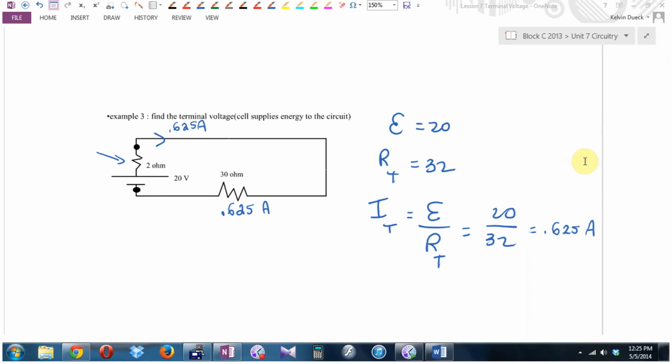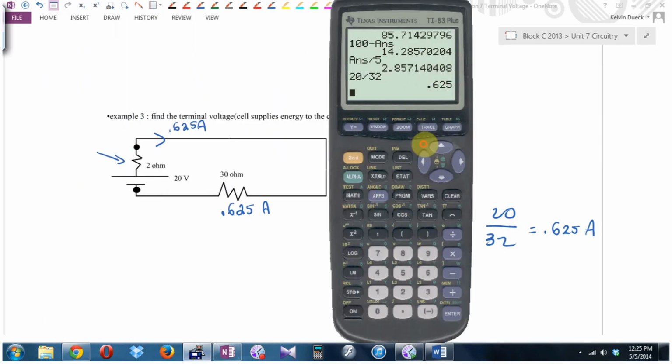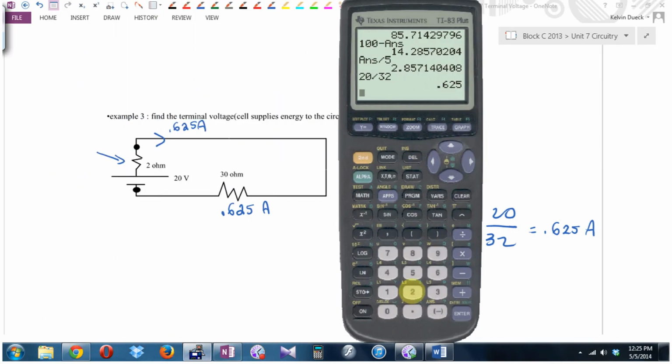So, back to here then. It looks like what I really have, the terminal voltage is, how high is the chairlift? Look up, look up, look up. 20 minus, what do I lose on that little bump? I times R. Right? That's the terminal voltage.